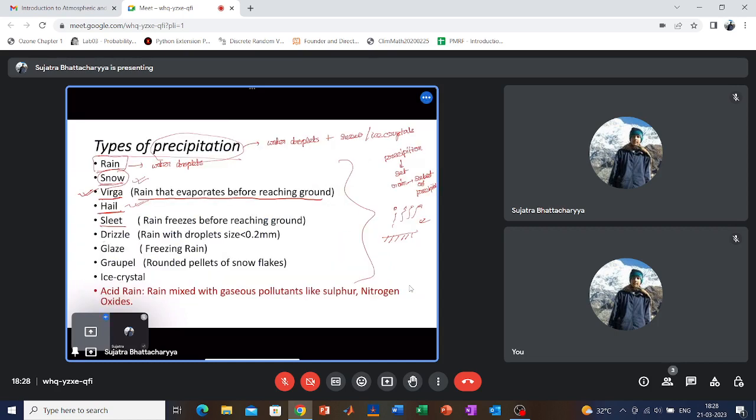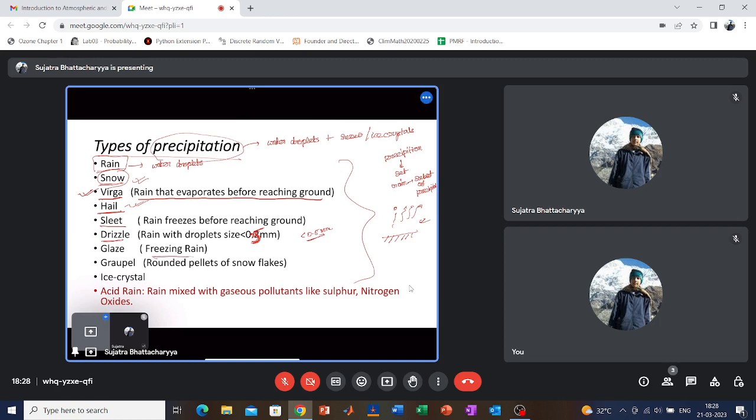Drizzle. I have a mistake here, this is 0.5. Okay, 0.5. Drizzle is rain with droplets less than 0.5 millimeter in size, which is very small. You can see during the monsoon season, sometimes very small droplet rainfall, that is drizzle. Glaze. Glaze is the freezing rain.